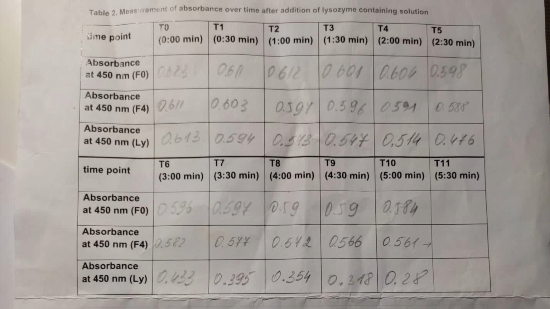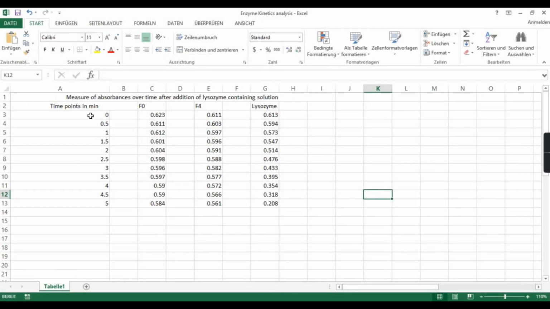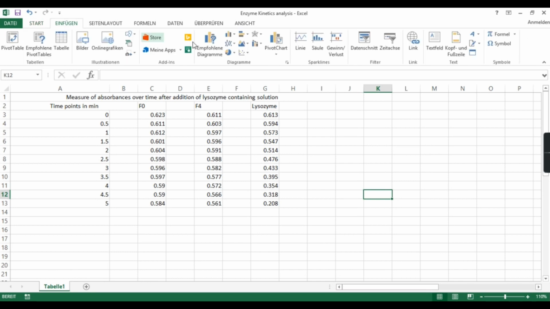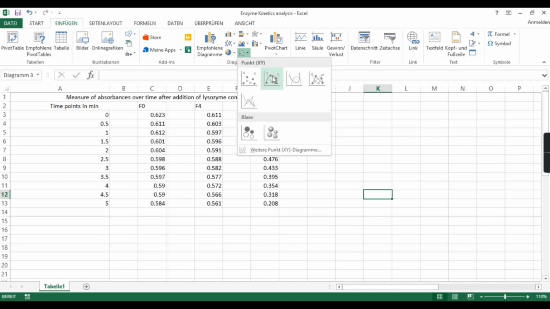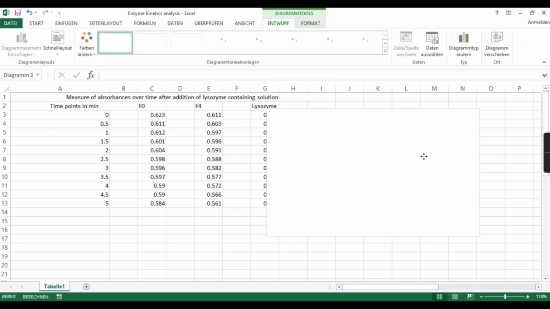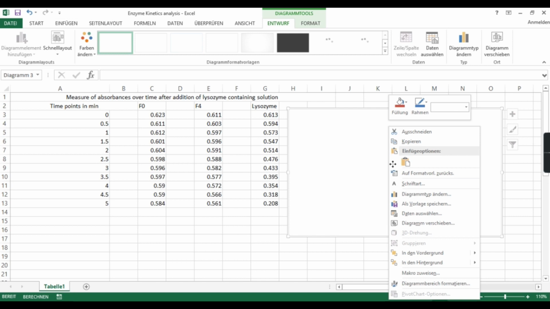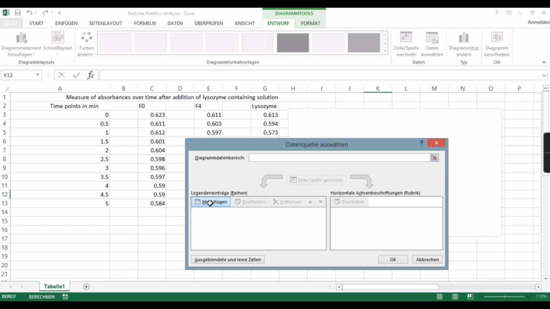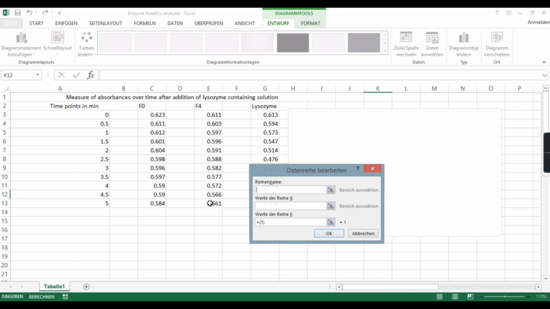Here you see the table where we noted down our values during the experiment. First, I transferred the values you just saw into a table in Excel, and then you have to create a plot where you plot absorbance versus time. So you insert the graph, then you right click and select data. Then you click on insert, you name your data, then give the x and y values of the plot.